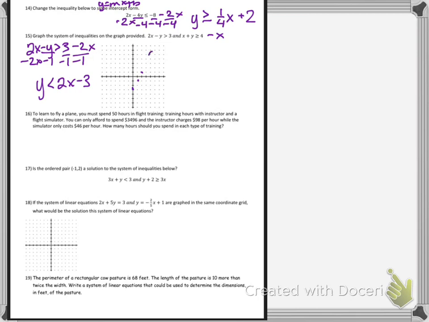It's going to be a dotted line. We're going to shade below. This one I'm going to go up to positive 4. I'm going to go down 1 over 1. Solid line. And this one is going to be shaded above. So my overlap is right here, and this is where my solution will be.